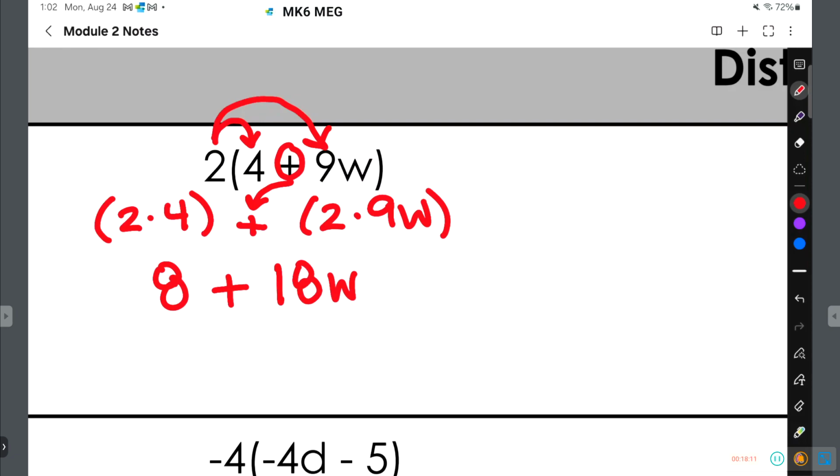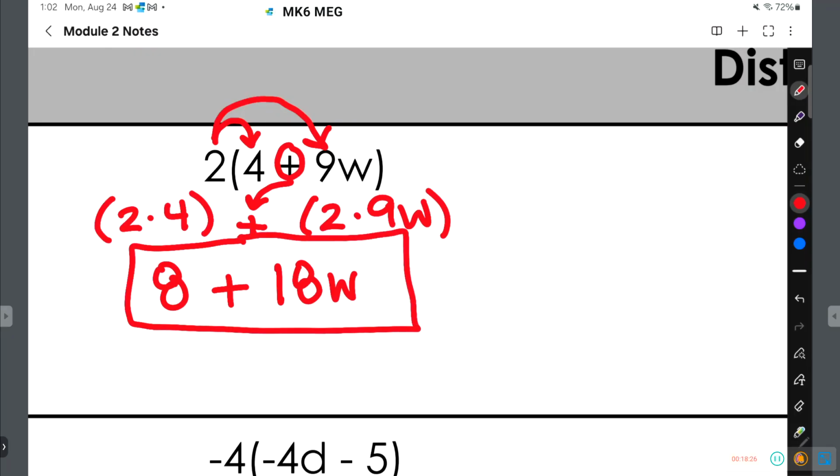Whereas 18 has a partner. It has a W. You can't put both of those together. The only way you can put them together is if they both have the same variable. Okay, so this is as far as we can go. This is our final answer. And that's all you have to do.